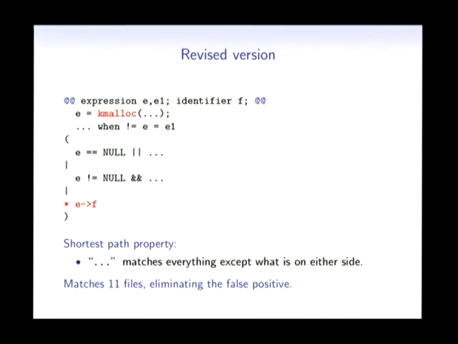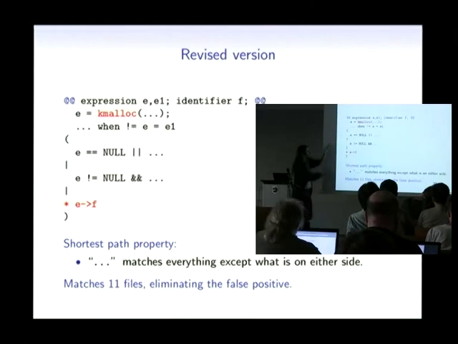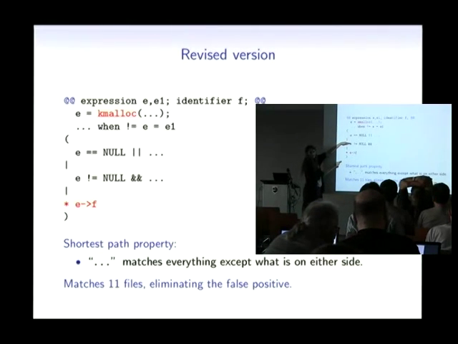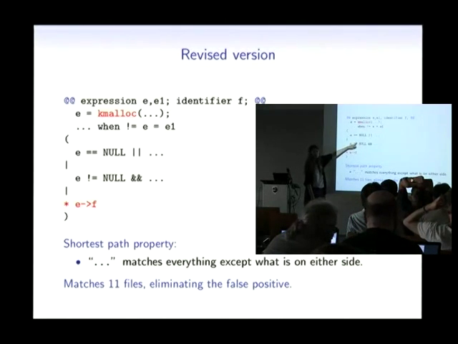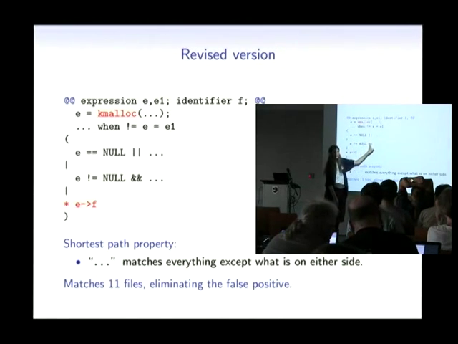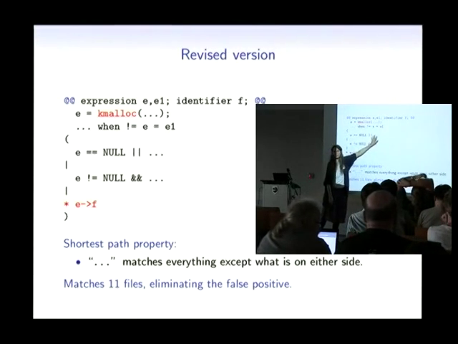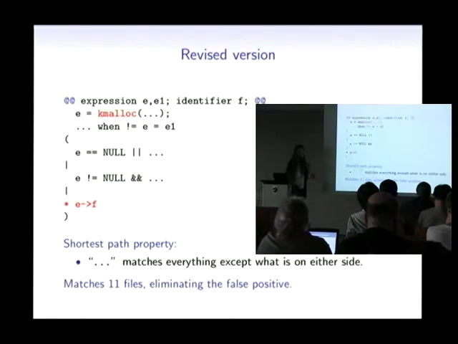So we can reorganize the rule like this. Here we have E equals K malloc, here I have dot, dot, dot. I keep this when, which is for reassigning E. And then I have three possibilities. We might come to a null test, or we might come to a non-null test, or we might come to a dereference. In my null test and my non-null test, I have put or whatever and whatever, and there is an isomorphism that will pretend that they're not there if they're not there. Yes?